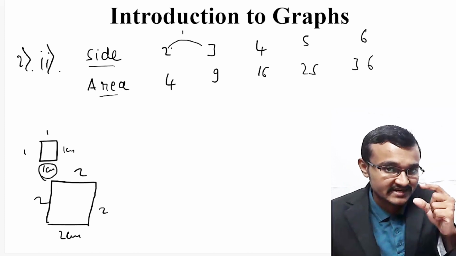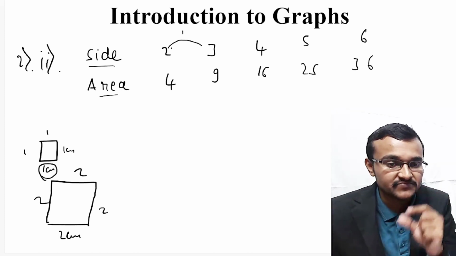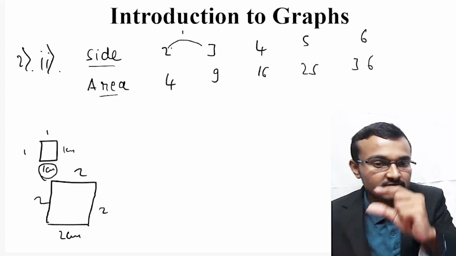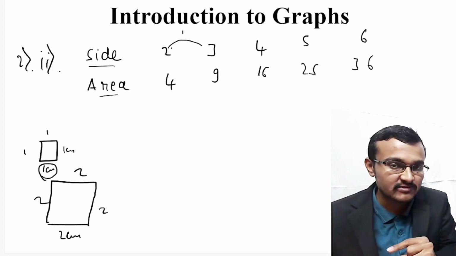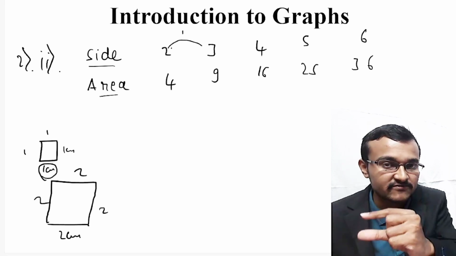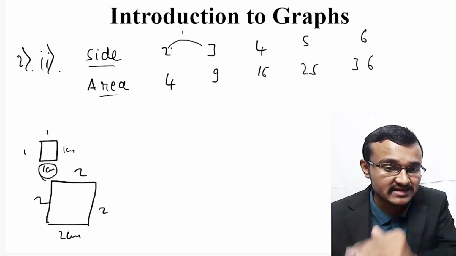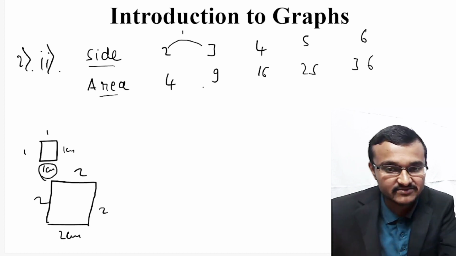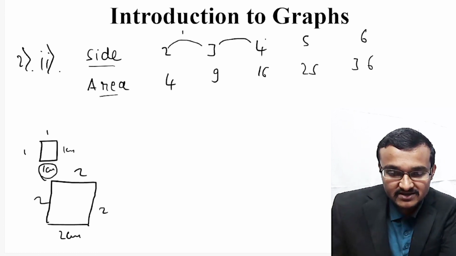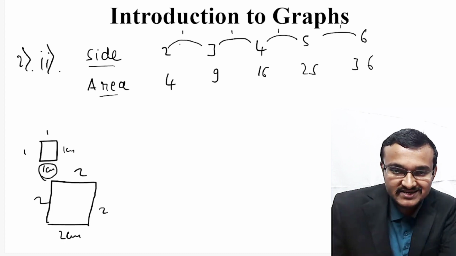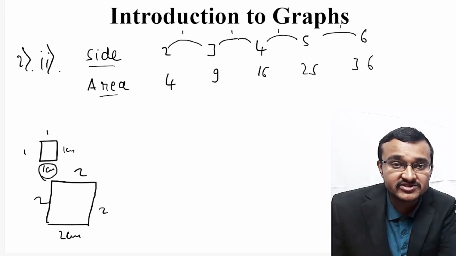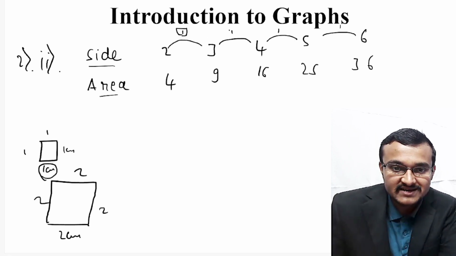That means when the side of a square is 2 centimeter, the area will be 4 centimeter square. When the side of the square is 3, the area will be 9 centimeter square. When the side of that square is 4, then the area will be 16 centimeter square. The difference between these numbers is 1, 1, 1. Here you can see the difference between 2 and 3 is 1, between 3 and 4 is 1, between 4 and 5 is 1, between 5 and 6 is 1. That means constantly there is an increase of 1 centimeter.